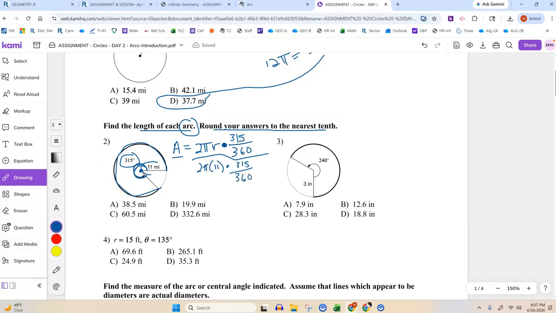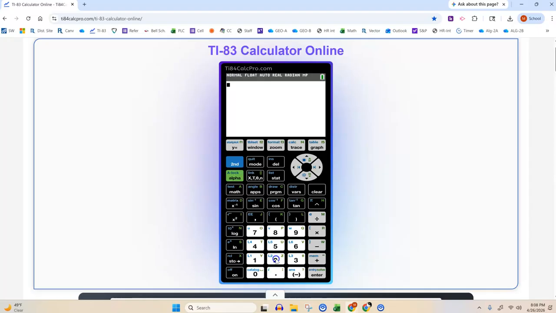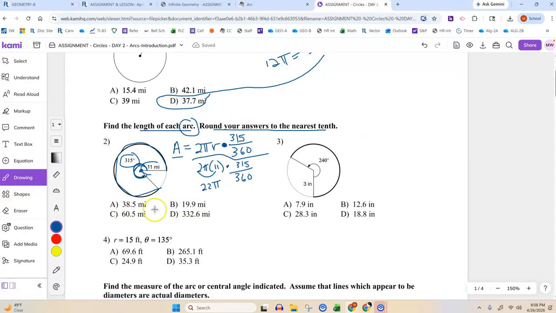So let me use my calculator. It's 22 pi, because these two are 22, times this. So let's start by going 22 times pi, enter. That would be what it would be if it was the whole circle. But now I'm going to multiply it by, in parentheses, 315 divided by 360, enter, and I get 60.4, which is going to be closest to C. So that's how this works.